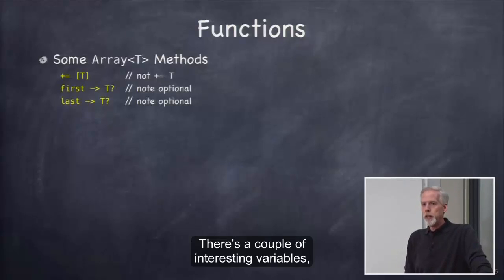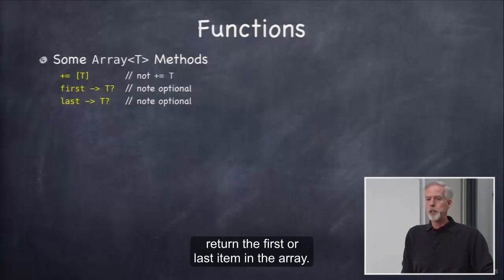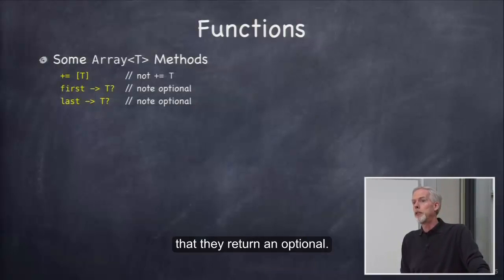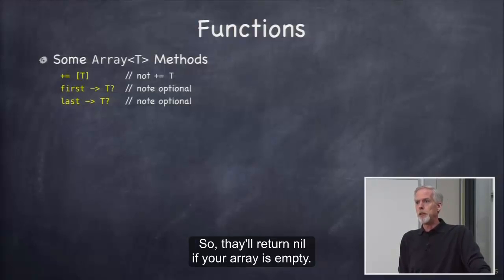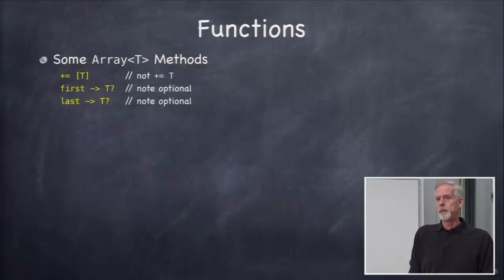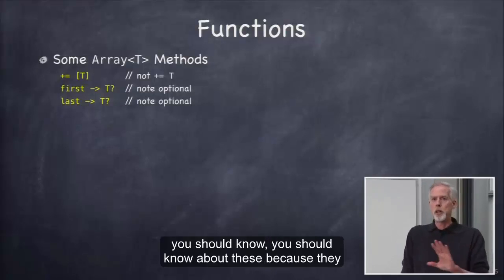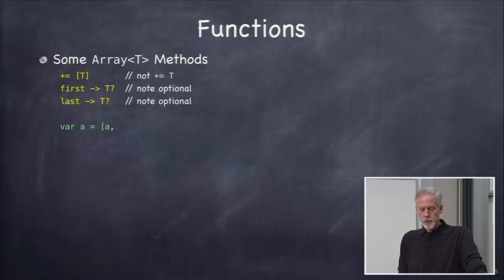There's a couple of interesting variables, properties in array, first and last, that will return the first or last item in the array. What's interesting about them is that they return an optional. So they don't do array index out of bounds. So they'll return nil if your array is empty. Okay? So you should know about these because they can make your code read really nicely sometimes.